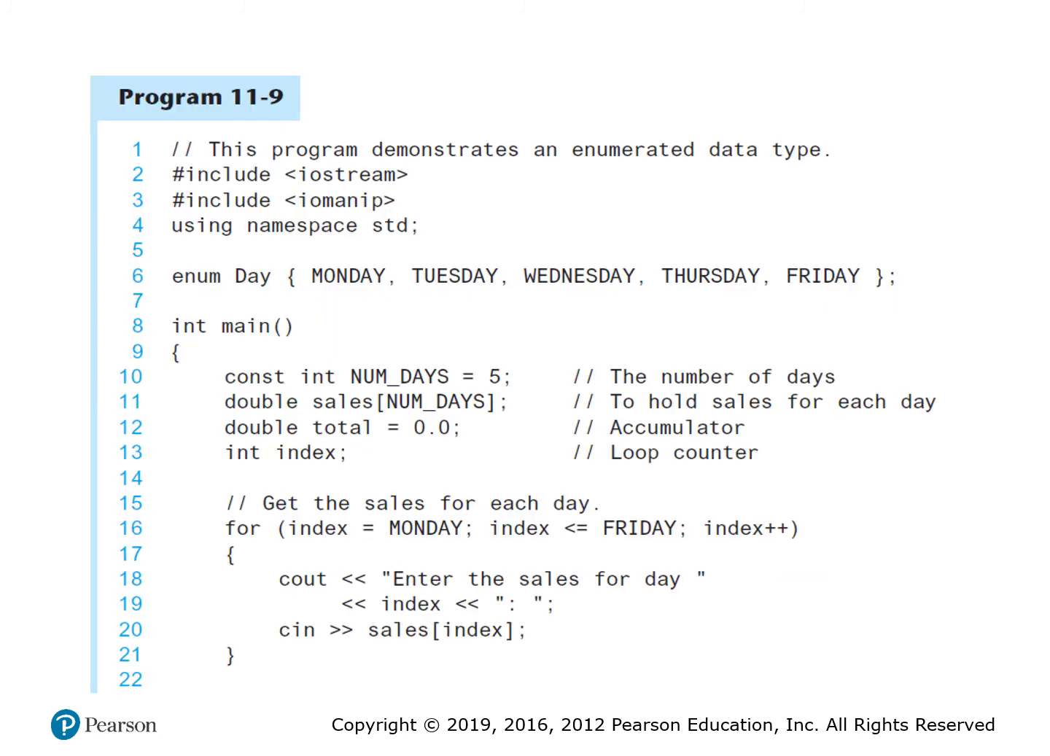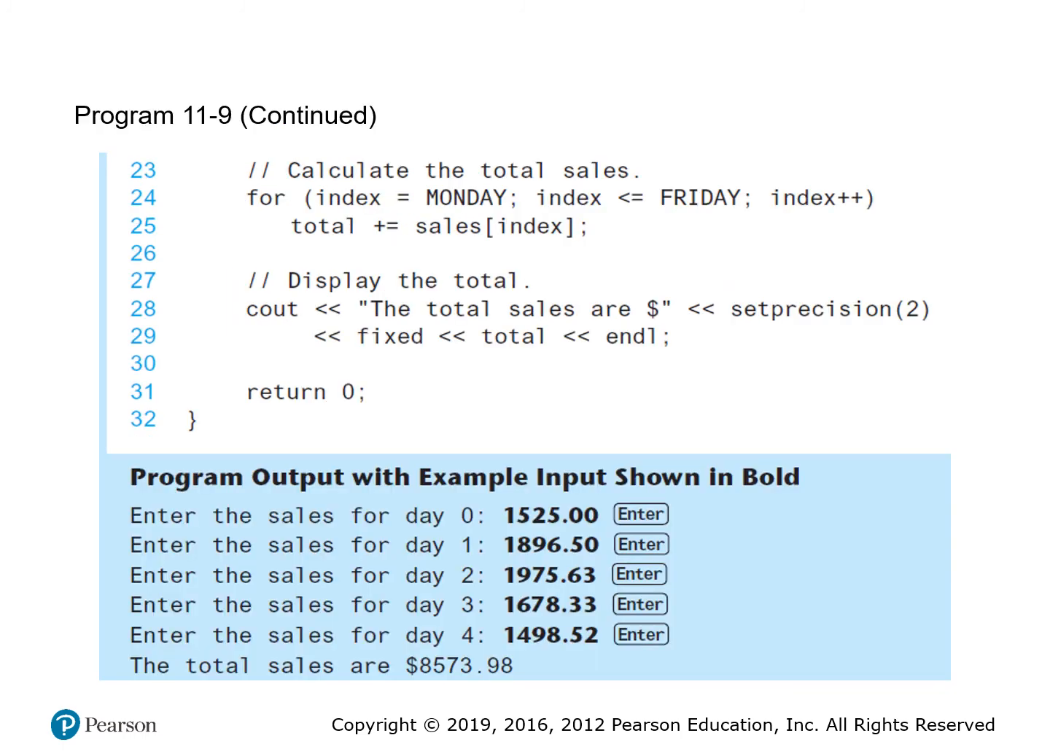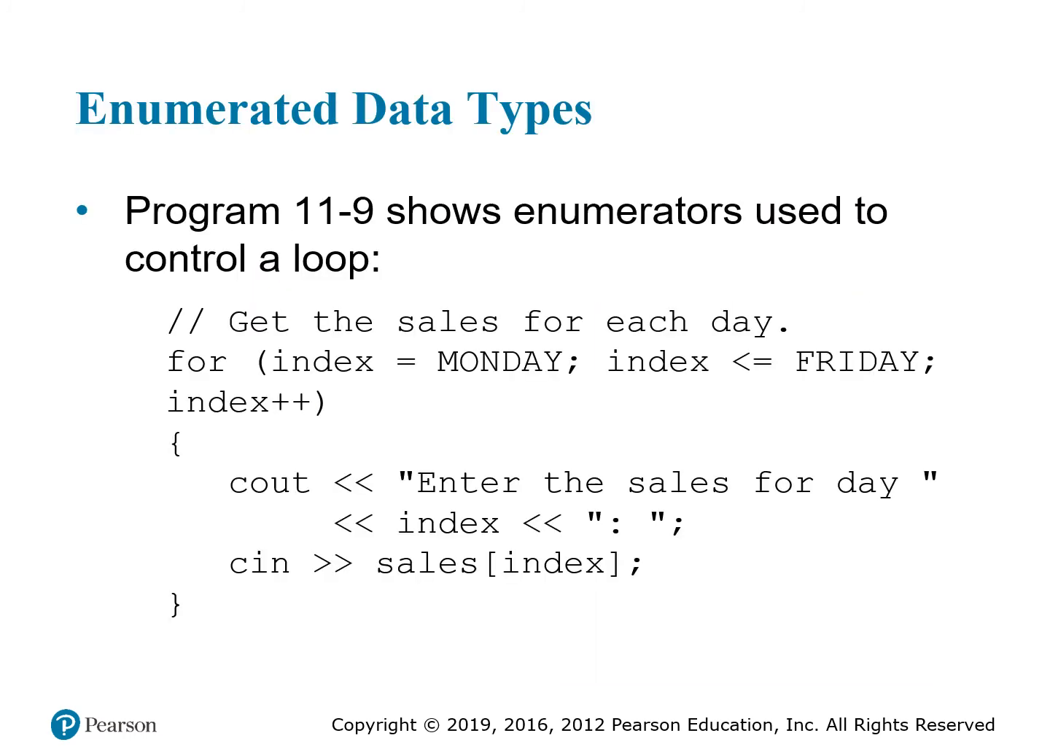Okay. This program demonstrates an enumerated data type. We're going to read in for index equals Monday to index equals Friday, index plus plus. We're going to step through the days in sales, but all we do is print out day 0, day 1, day 2, day 3, day 4. I'll give you a solution to that in a minute.